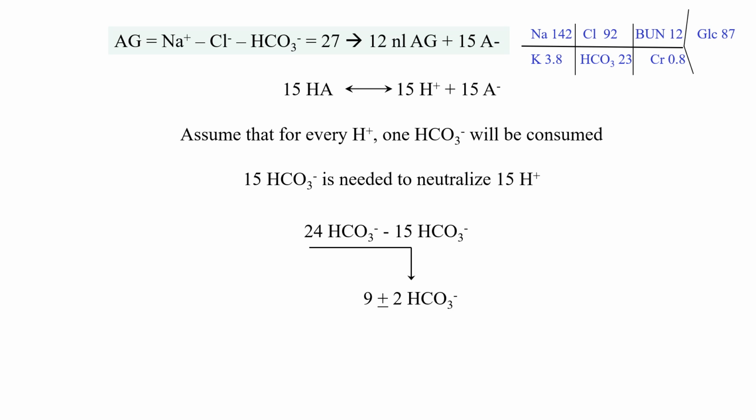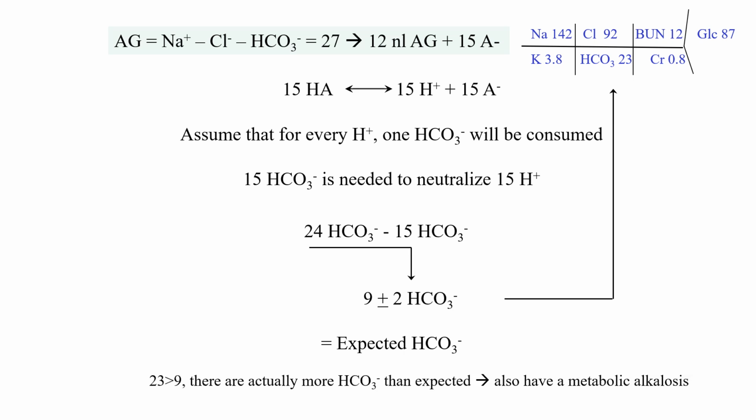What we do next is to compare this expected bicarbonate to the actual measured serum bicarbonate. In this case, the actual serum bicarbonate is 23. 23 is greater than 9. This means there are actually more bicarbonate in the blood than we expect if we just had an elevated anion gap metabolic acidosis that used up its equivalent bicarbonate.